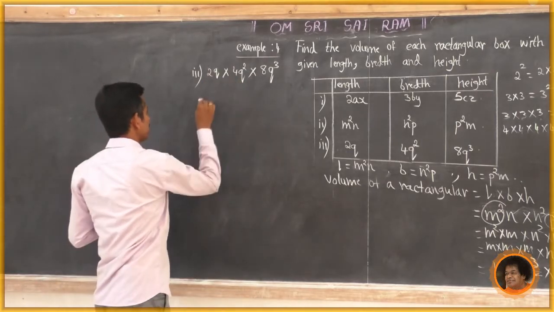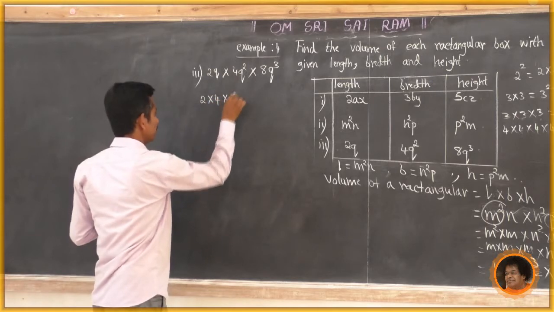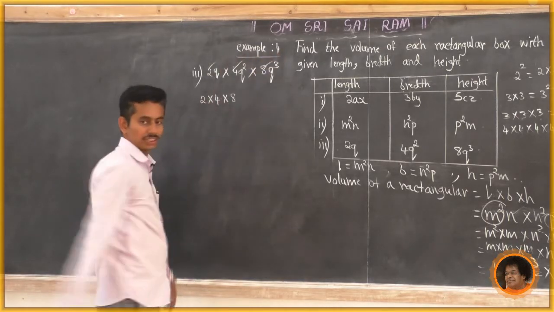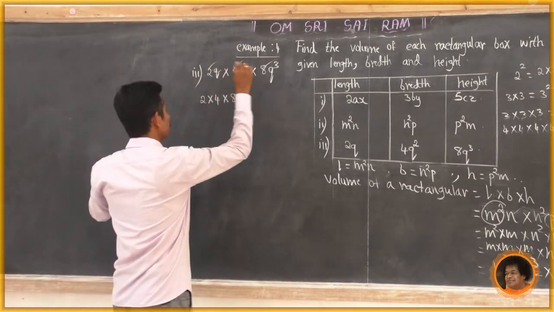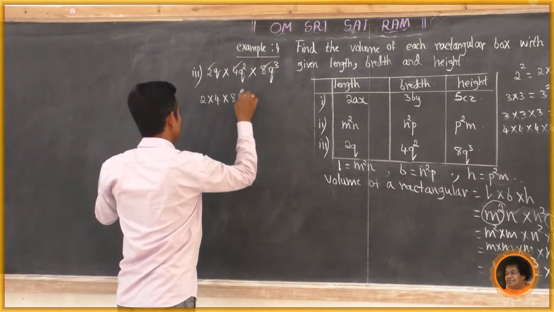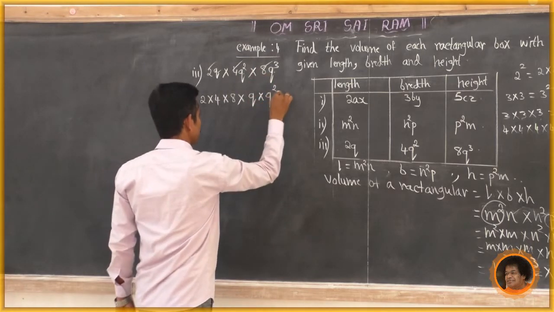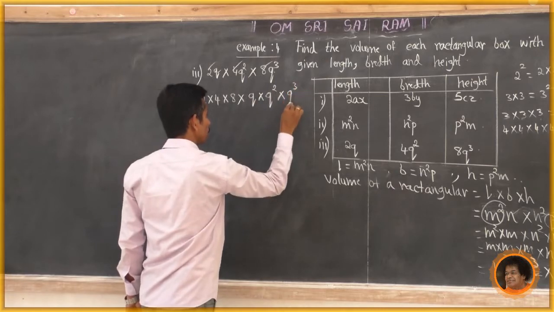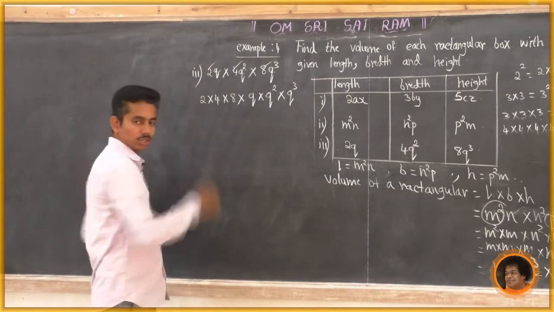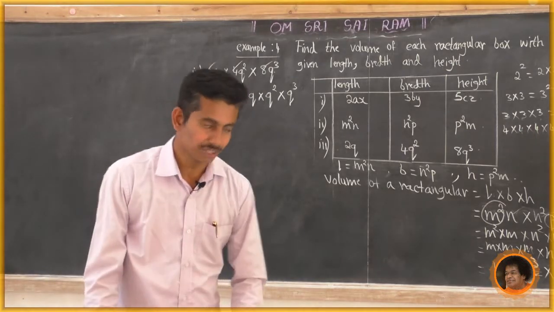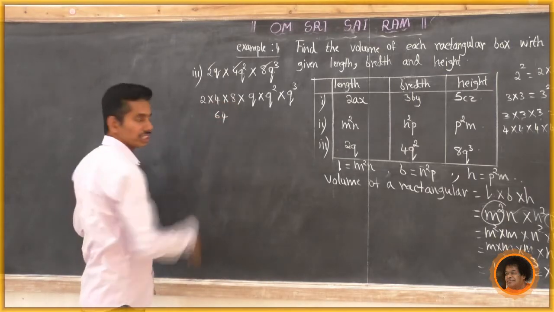How to multiply? First write the numbers, that is 2 into 4 into 8. Multiply the numbers. Then q, q squared and q cube. Find the product of q into q squared into q cube. So it is 2 into 4, 2 4s are 8. 8 into 8, 64. So 64.